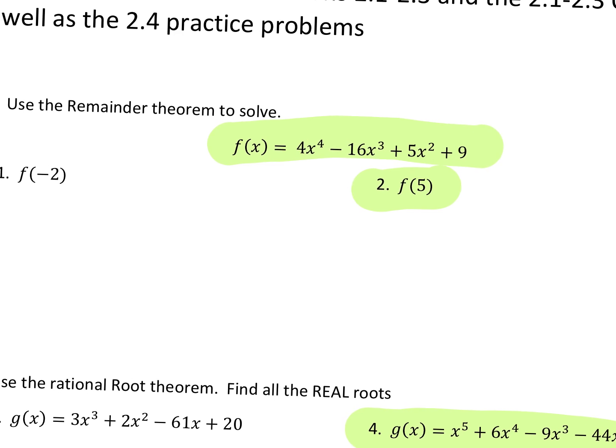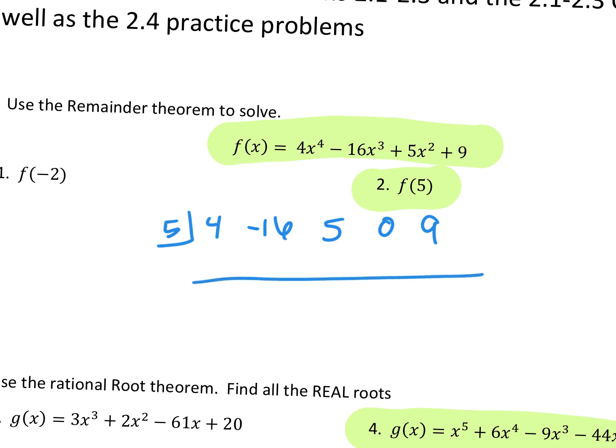Now, a lot of you, where you had mistakes on your quiz, is you forgot the placeholders. So I put 5 in the corner, yes? What is the coefficient of x to the 4th? 4. What is the coefficient of x to the 3rd? Negative 16. What is the coefficient of x squared? 5. What is the coefficient of x? 0. And then what's your constant? 9. You've got to account for all that. If you miss a placeholder, then that's where you're going to make a mistake on this.